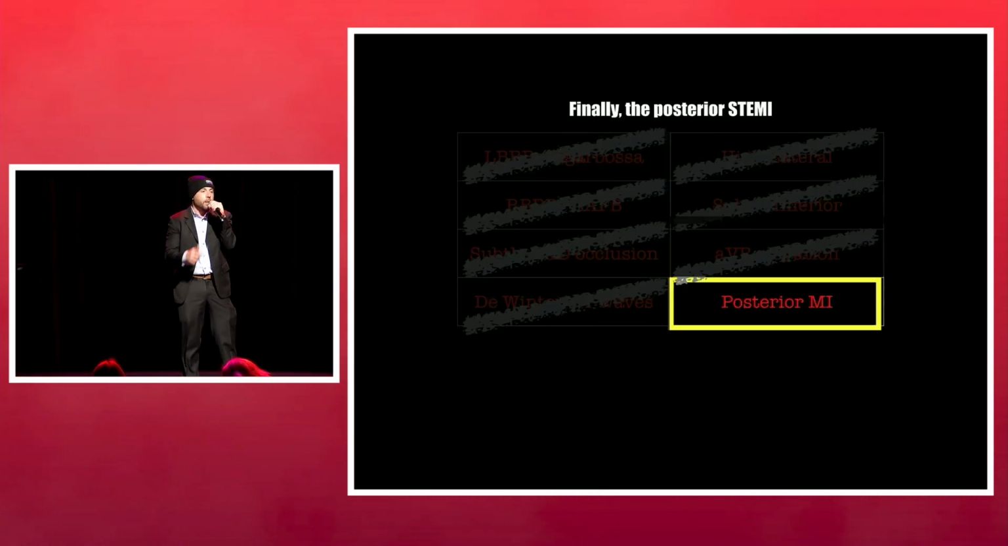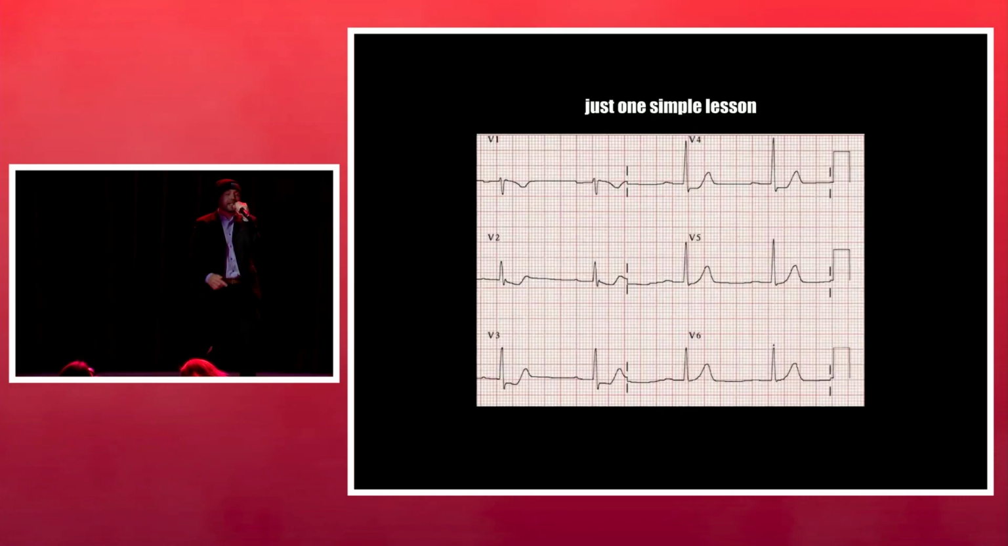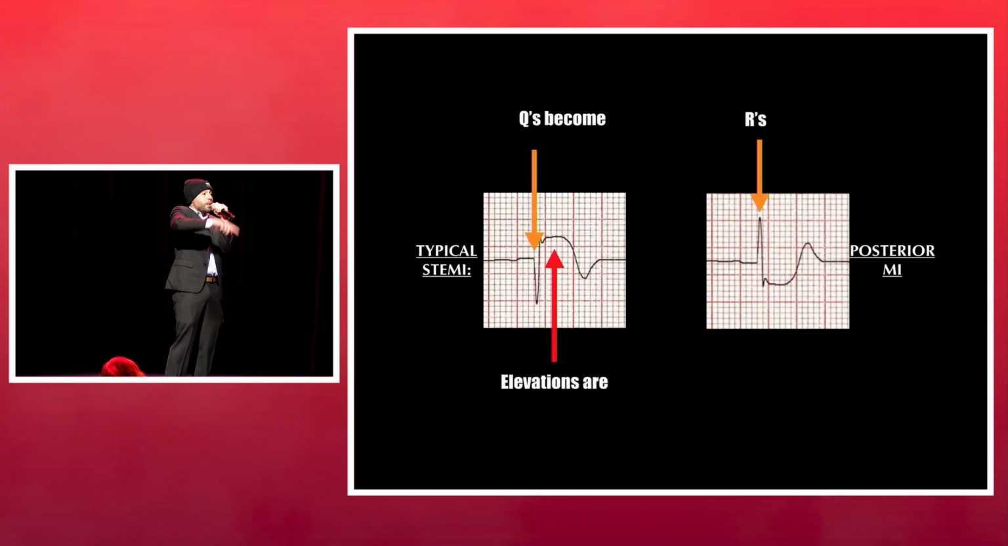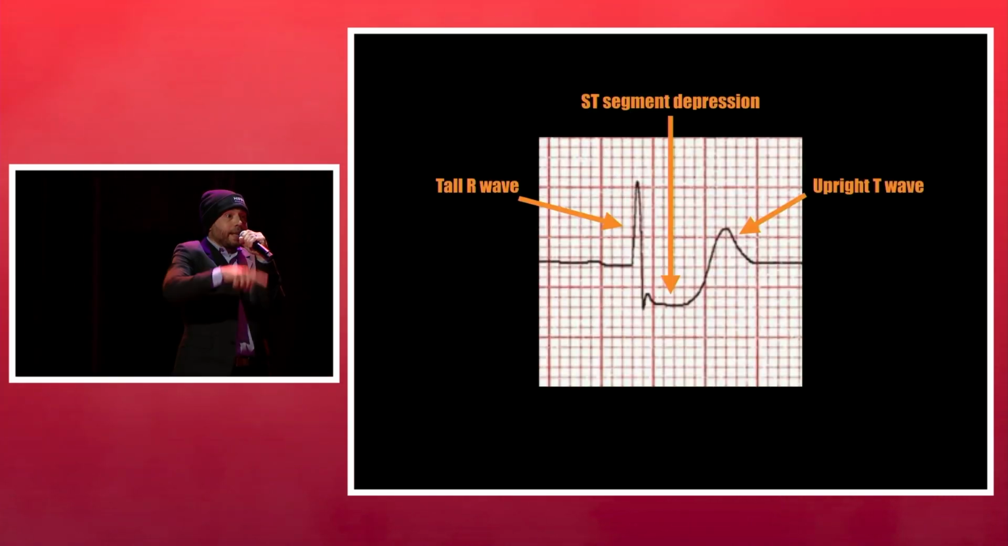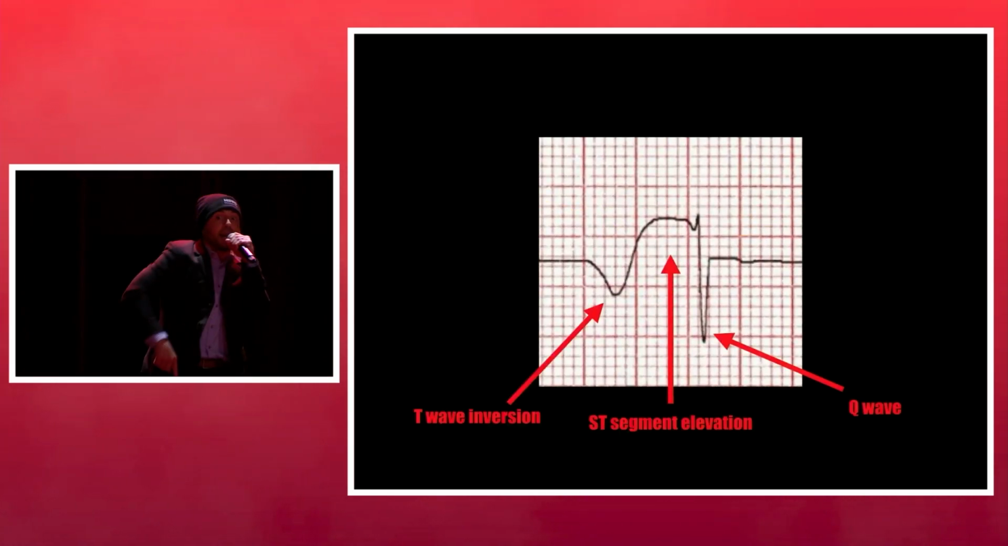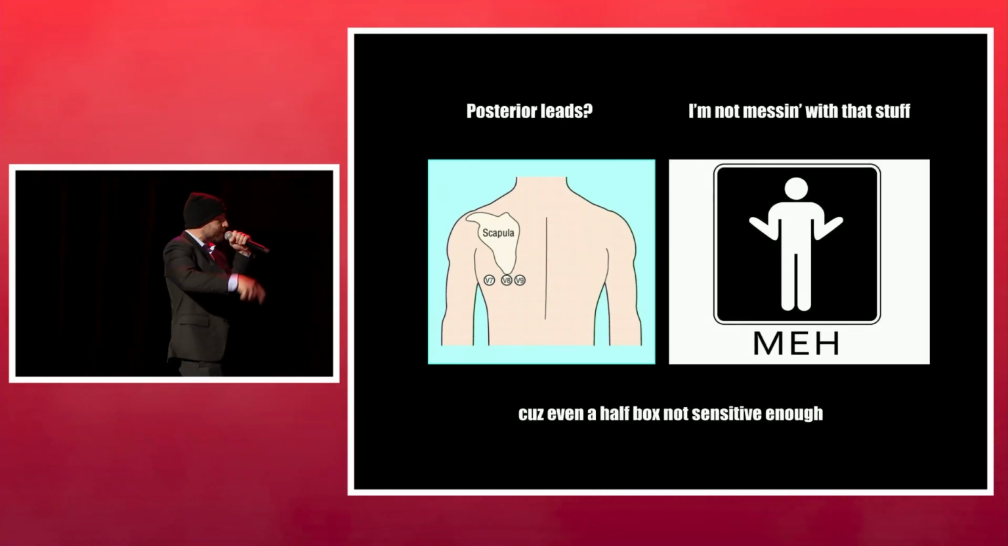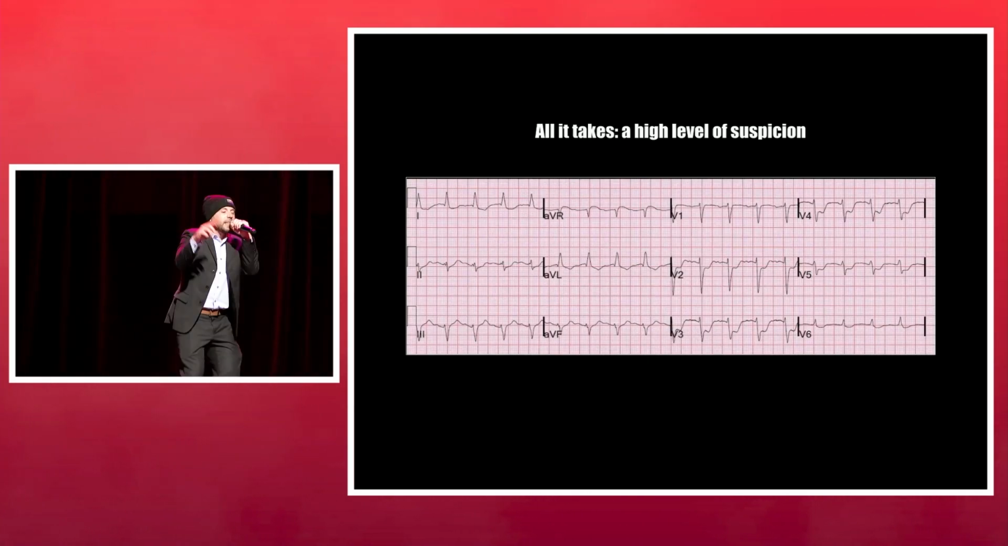Now finally is the posterior STEMI. Just one simple lesson: V1 through V4, see reciprocal reflections. Q's become R's, elevations and depressions. T-wave inversions are upright now, so if you want to see it better, turn it upside down. Now with posterior leads, I'm not messing with that stuff, cause even a half box is not sensitive enough. All it takes is a high level of suspicion.